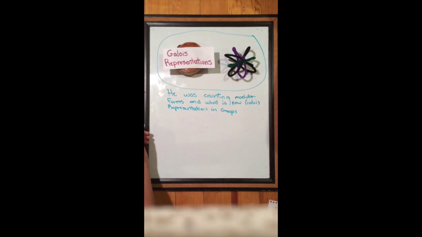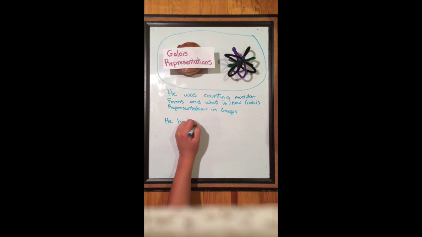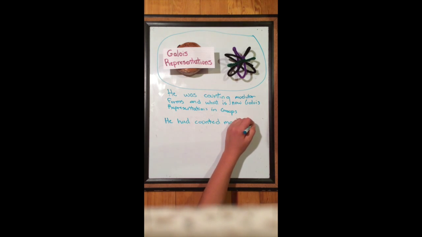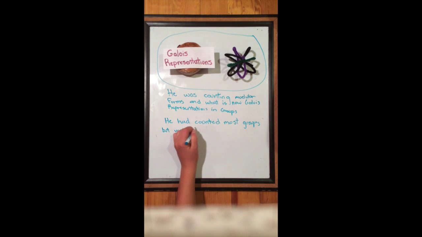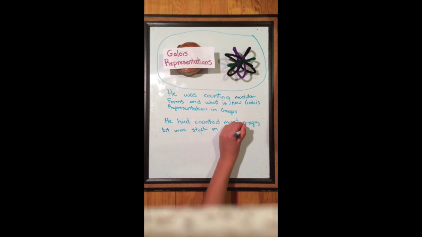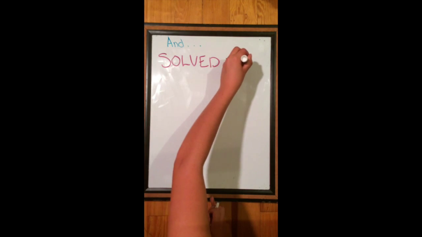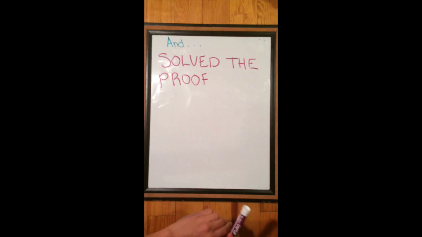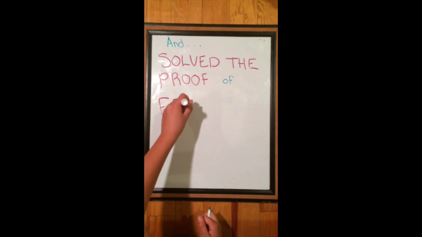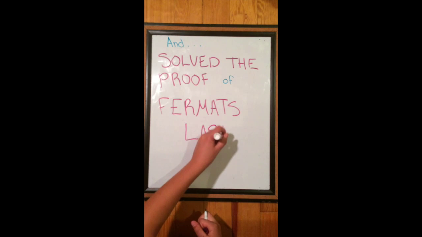At one point, he got stuck counting, and he decided, if I switch counting from one number to another number, it'll make it easier to count. That was the last step to completing Fermat's last theorem. It was solved or proved by Andrew Wiles in 1995.